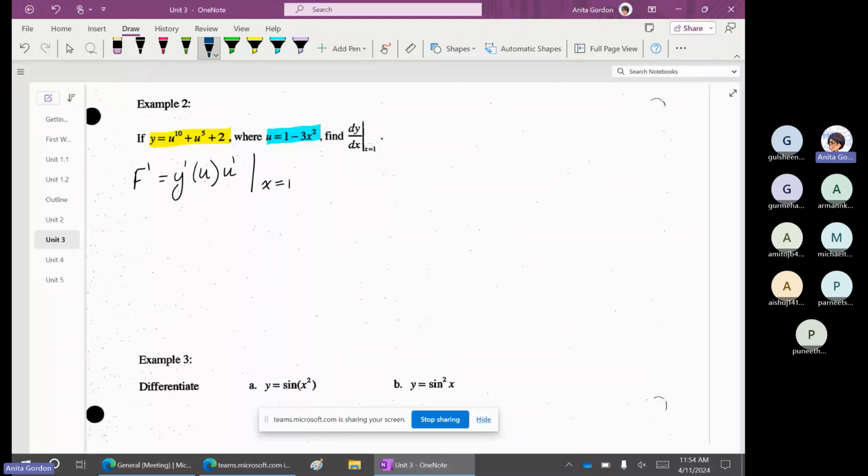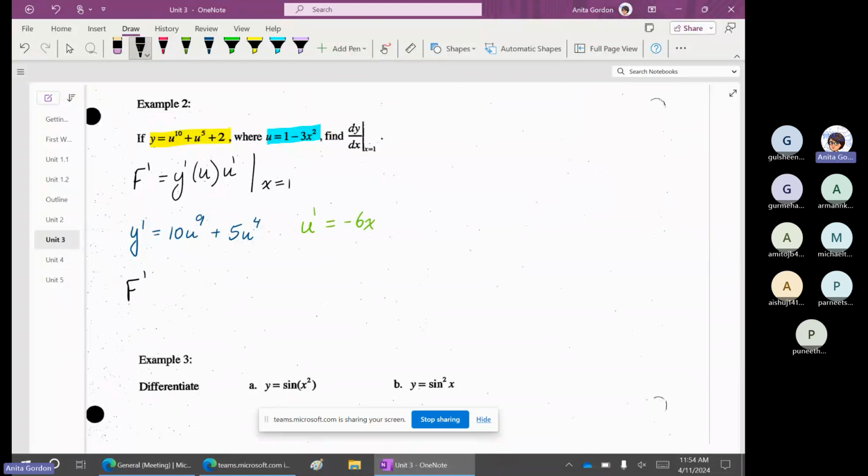Okay, so let's do this. y prime is 10u to the 9 plus 5u to the 4, and that's it, because 2 is a constant. And then u prime is, 1 is a constant, it goes away, negative 6x.